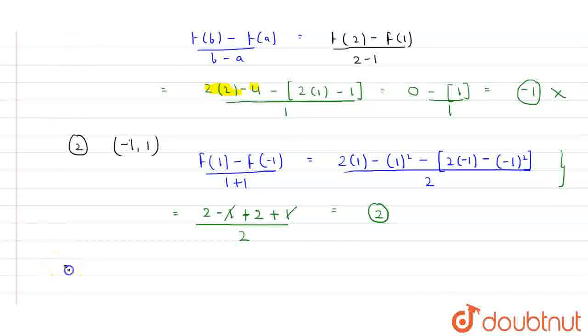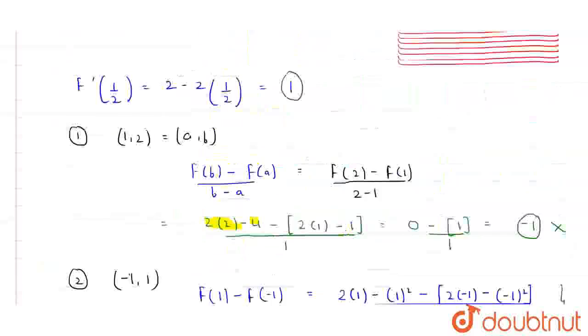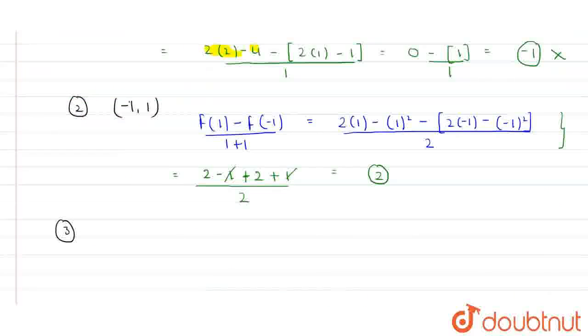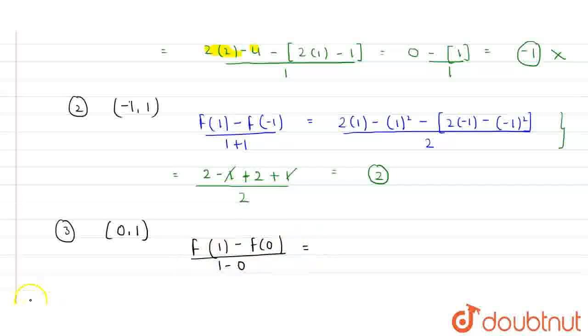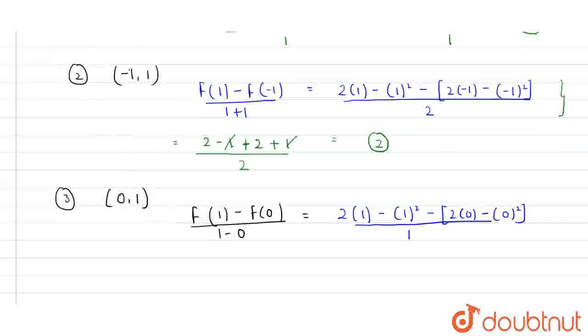Now for part 3, what is my part 3? It is 0 comma 1. So I'll write 0 comma 1. F of b means f of 1 minus f of 0, and b minus a will be 1 minus 0. Now on further substituting, I have substituted the value of 1 in the given function, then the value of 0, and this whole value will be 0. So my final answer will be 2 minus 1 upon 1, which is 1.